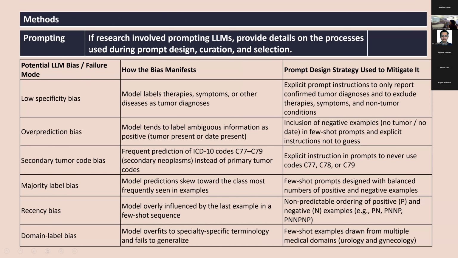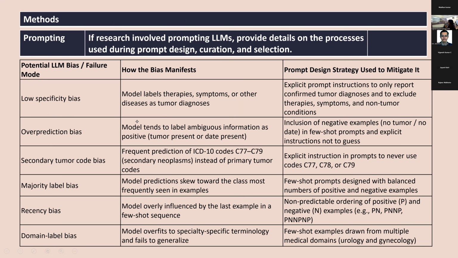So what are the possible biases and what are the strategies which were used in the study to overcome that? So one is low specificity bias. The model labels something like symptoms or other diseases as tumor diagnosis. In that, the prompt design strategy that was used is to report only the confirmed tumor diagnosis and to exclude things like therapy, symptoms, and non-tumor conditions.